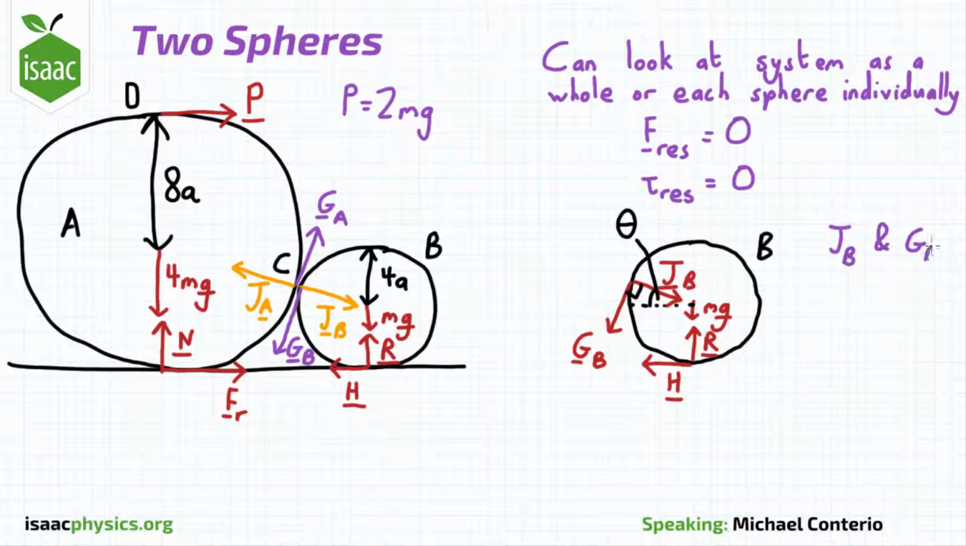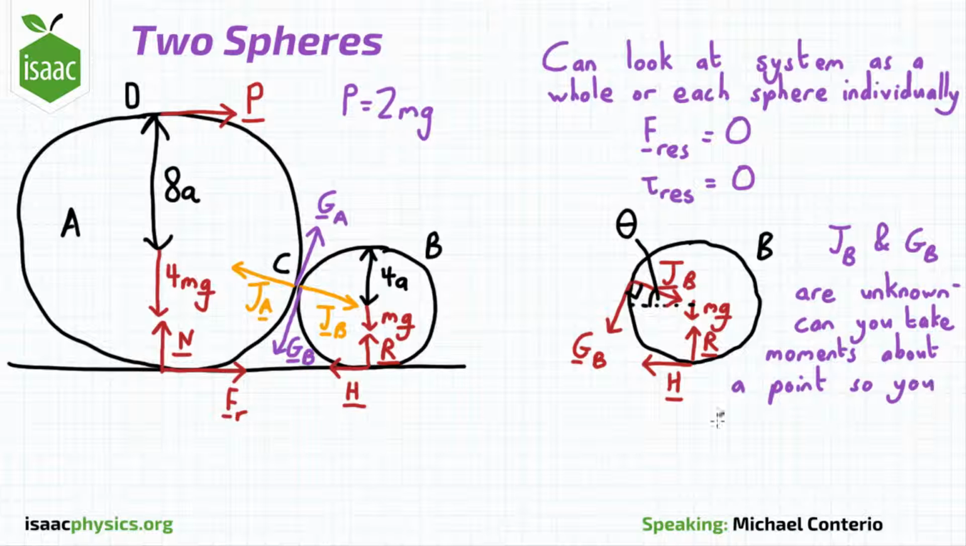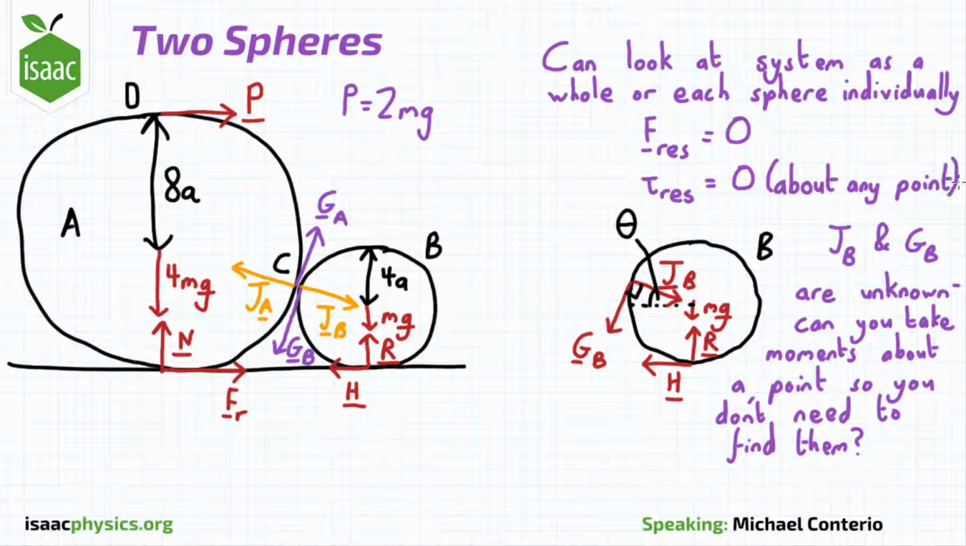In this question, the forces at the contact point C are unknown, so you have to think, is there a way of taking moments on this sphere without having to worry about the magnitude of these forces? Remember that the resultant torque is equal to 0 about any point. Now work your way carefully through this question in order to show that the force Fr is equal to 0.